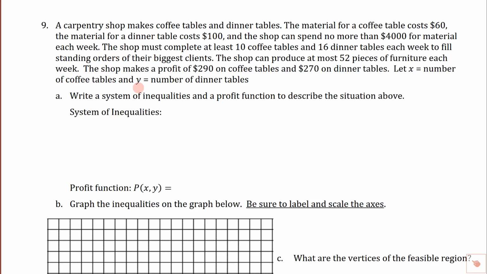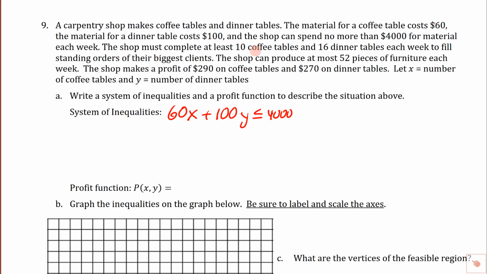So that first sentence right here, after the setup, we're talking about money. So we have to pay money to get the material to make a coffee table and pay money to make a dinner table. And they can't spend any more than $4,000. So if X is the number of coffee tables, we take the cost of a coffee table, $60, and multiply that by X. We take the cost of the dinner tables, $100, and multiply that by Y. And it says they can't spend any more than $4,000, so that's going to be less than or equal to $4,000.